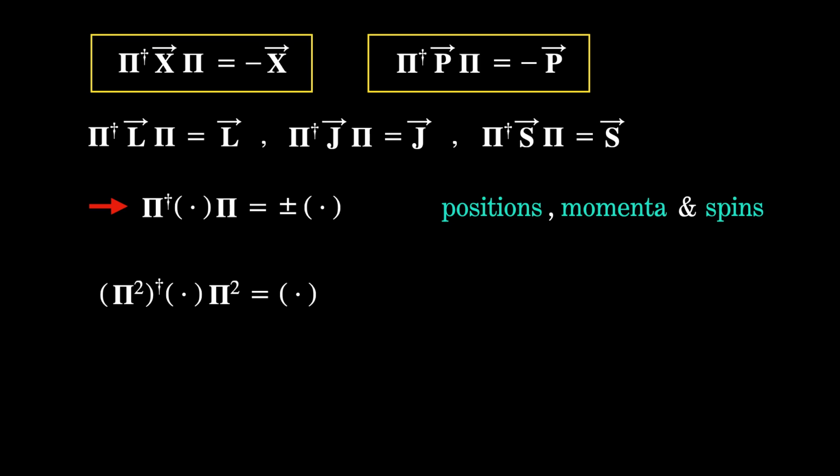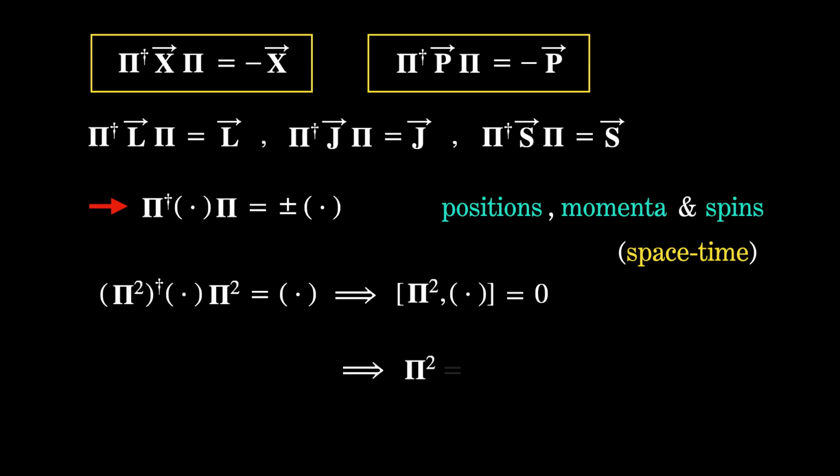This shows that the transformation by pi squared will leave all the operators above unchanged. This means they all commute with pi squared. Note that these are all the operators containing the spacetime information of the particle. They tell us where the particle is and how it moves and rotates. We can call them collectively spacetime operators. Since pi squared commutes with all of them, it must therefore be a non-spacetime operator, which could be associated with some internal symmetry of the particle.